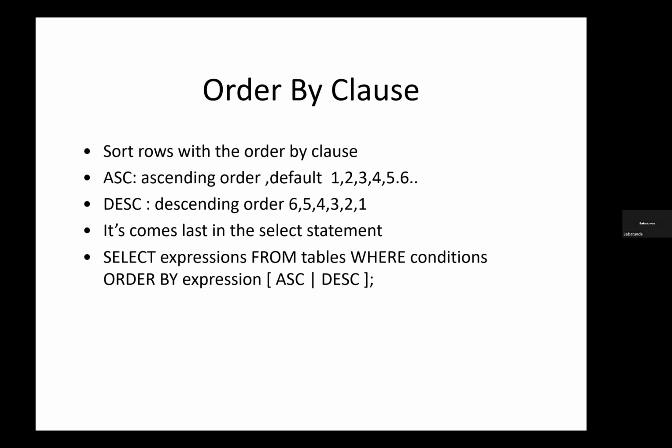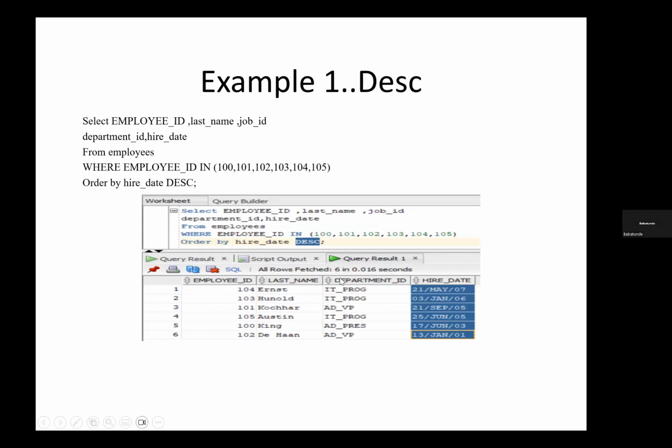But you can also tell the compiler, please give me the output in ascending or descending order. You see, it comes last in a statement. It always comes last, so do not put it in between. SELECT expression FROM the table WHERE the condition has to come first, and this ORDER BY comes at the very end. These are the commands. You can put it at this and this one. We'll see the example as well.